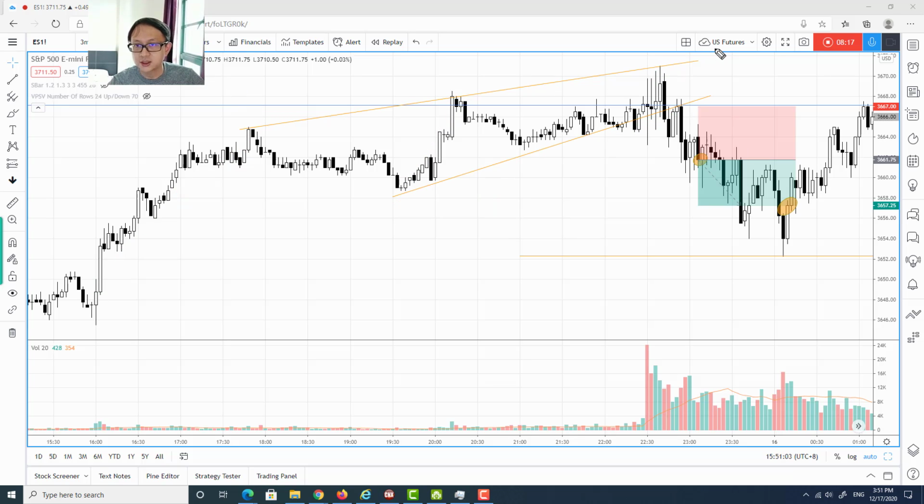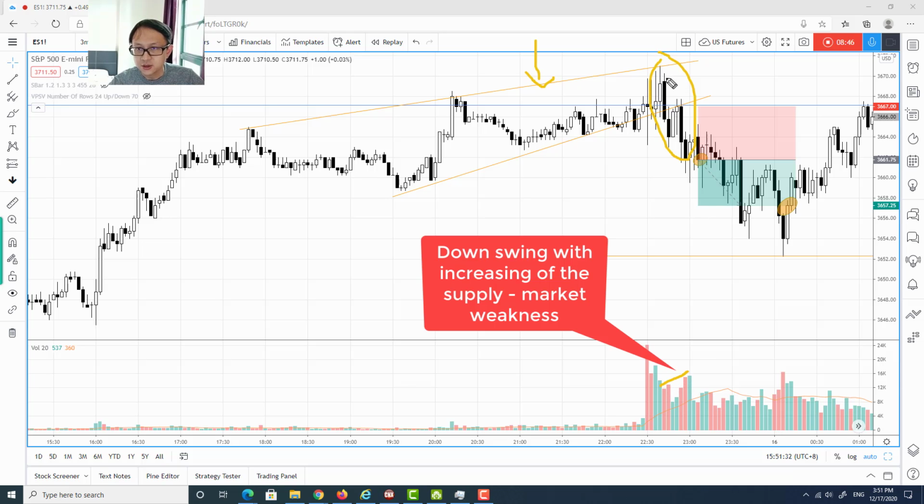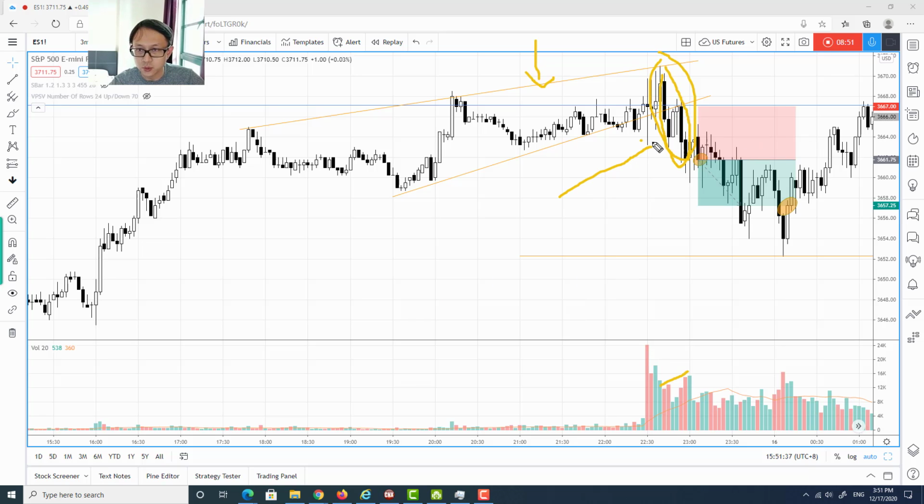Apart from that, what I would like to see is some kind of weakness. Otherwise, with this kind of pattern, there is still a chance for a pullback and reversal and continuation to the upside. So what actually formed the weakness? This is the downswing that breaks down from this rising wedge pattern. That comes with the increasing of the supply, which gives me some confidence that we have weakness in the market itself.